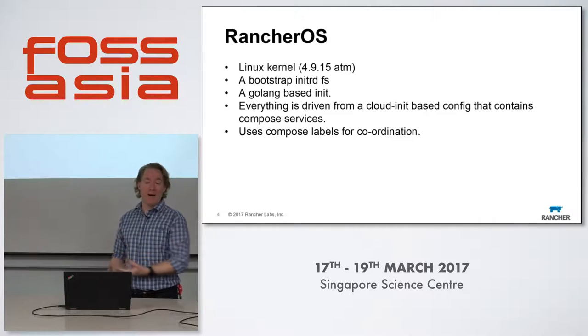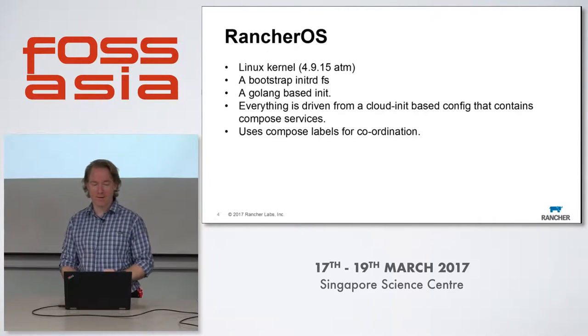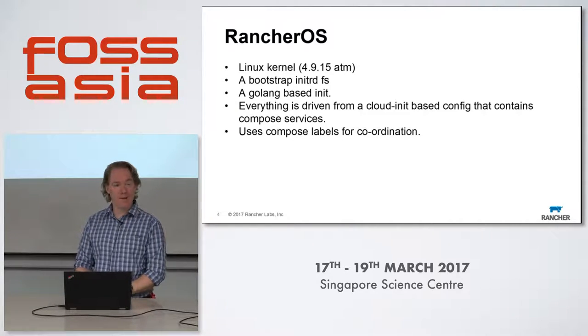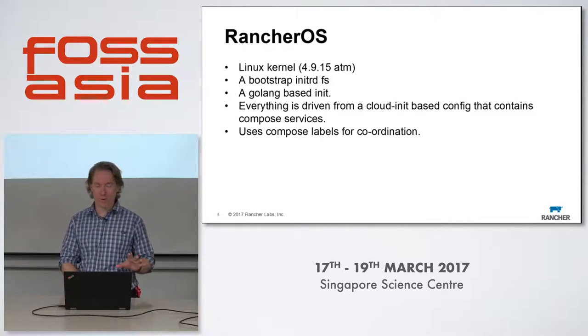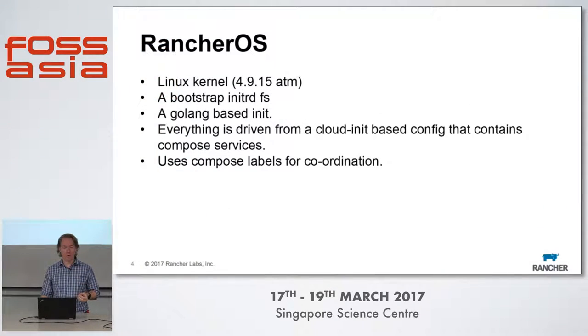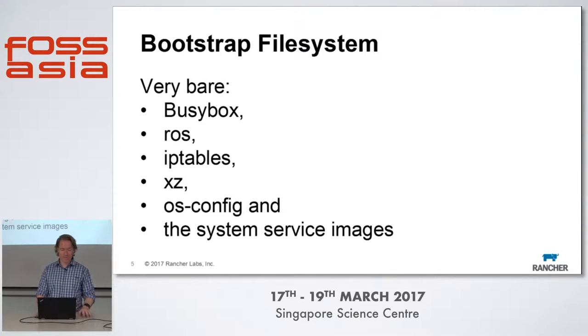So Rancher OS at the moment is a 4.9.15 kernel. Sadly, 4.9.16 came out last night. And a little tiny bootstrap file system, the Golang init. So the bootstrap file system, there's a few things, I'll show what they are, basically because we're not rewriting everything in Go yet. And everything is driven from cloud init, where our cloud init is not the same as Ubuntu's or the standard one. It adds Docker Compose service definitions to it so that we can specify what services to start. Our bootstrap file system is BusyBox, ROS, which is our Golang tool, IP tables, XZ, and the config files.